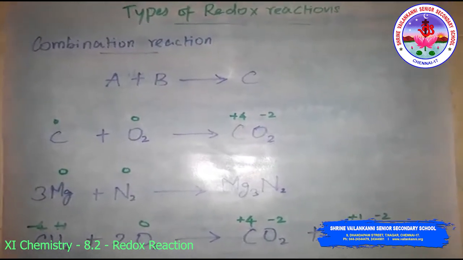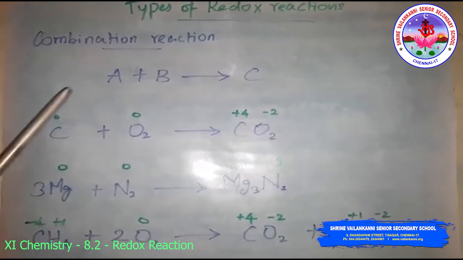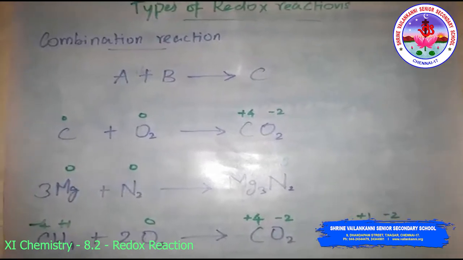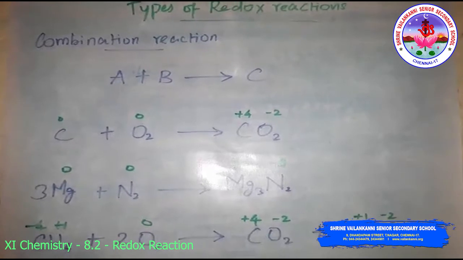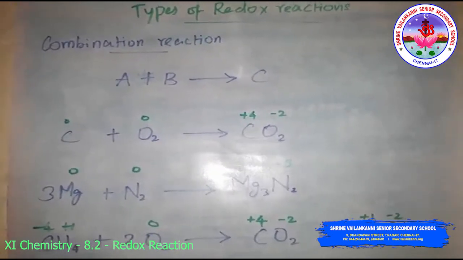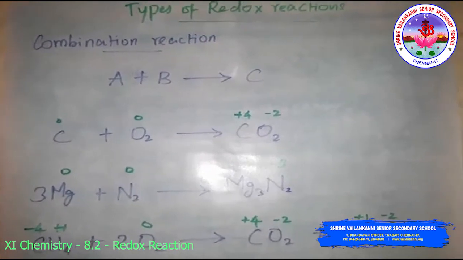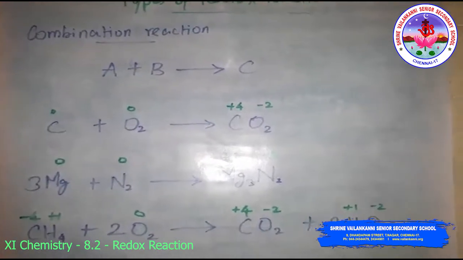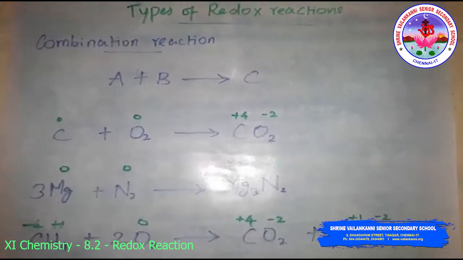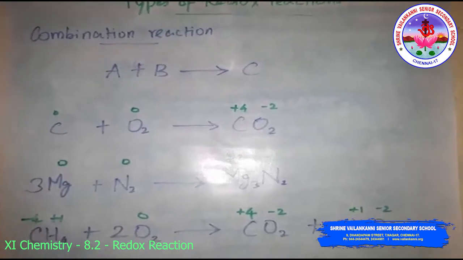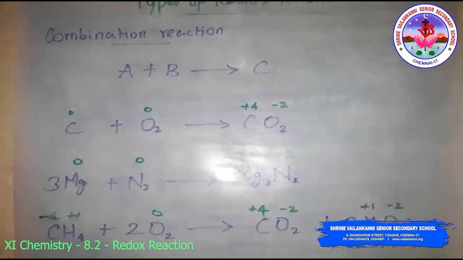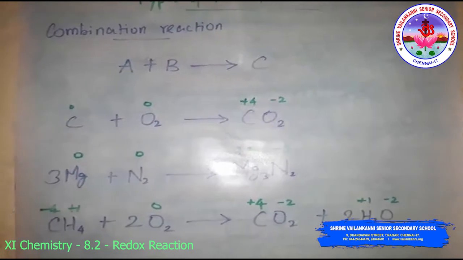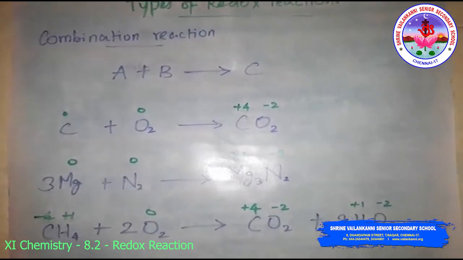The combination reaction is usually denoted in this manner, that is A plus B gives C. That means two different reactants give a single product, that is called combination reaction. Here either A or B, or both A and B, must be in the elemental form for such a reaction to be a redox reaction. So all combustion reactions which make use of elemental dioxygen, as well as other reactions involving elements other than dioxygen, are redox reactions. See, this is the example.